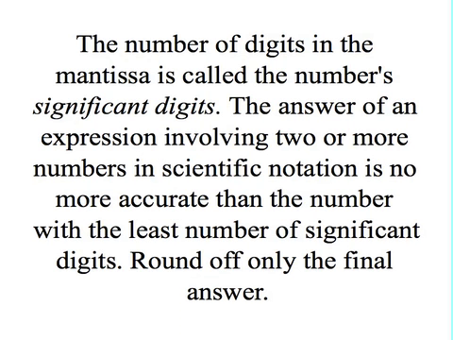The number of digits in the mantissa is called the number's significant digits. The answer of an expression involving two or more numbers in scientific notation is no more accurate than the number with the least number of significant digits. Round off only the final answer.